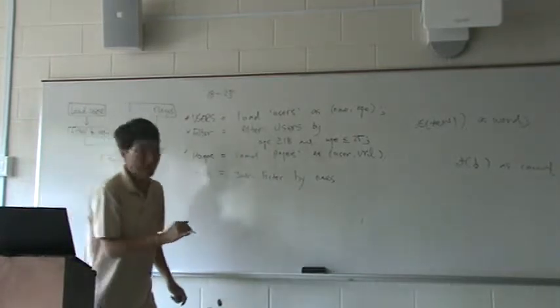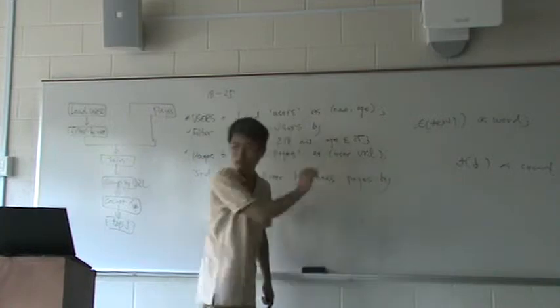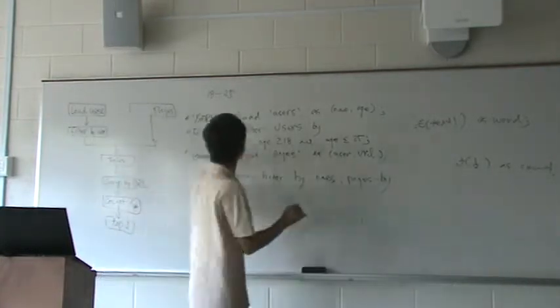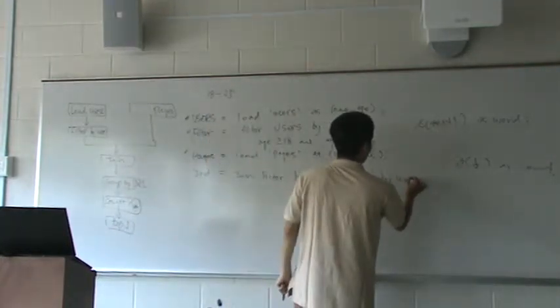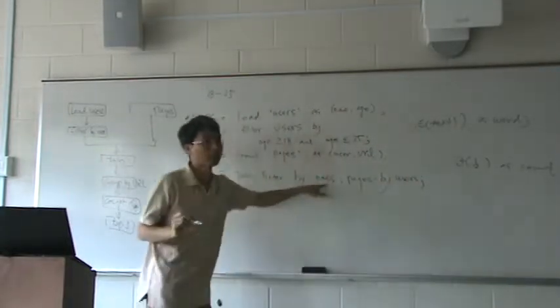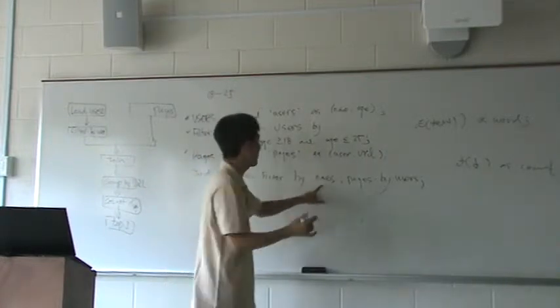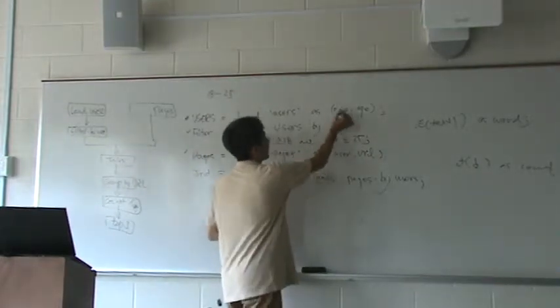Names and pages by the users on users. Okay, then it will be joined by name because it uses the same. It's like the natural join in advanced database. So it will be joined by the name.